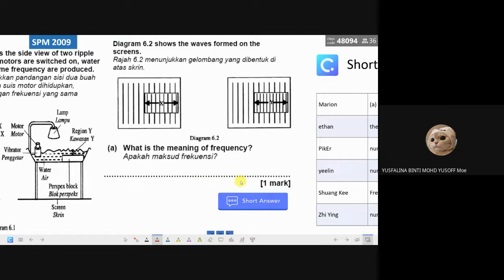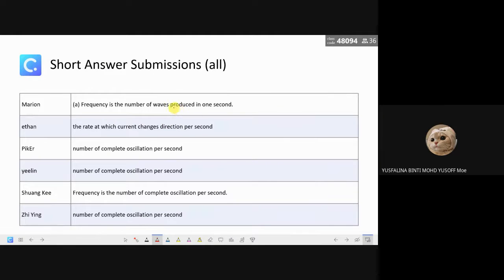So what's your answer? Number of waves produced. How can you put number of waves? Actually, it should be number of complete oscillations. Okay, this is wrong. Read which current? Why current? This is not electricity.